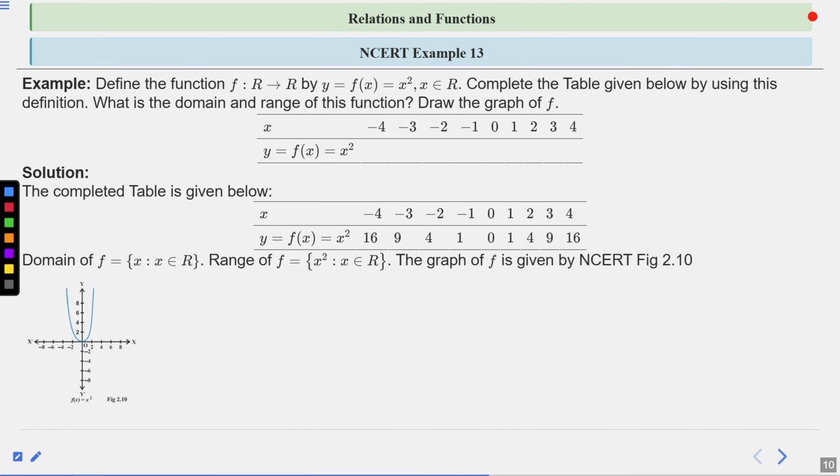Now the domain is simply the set of all reals. Now what about the range? Quite simple. The range will be your collection of all x squares such that x belongs to the set of all reals. Clear? Now the graph is simply of the form of a parabola, or you can say the open cup. Clear?